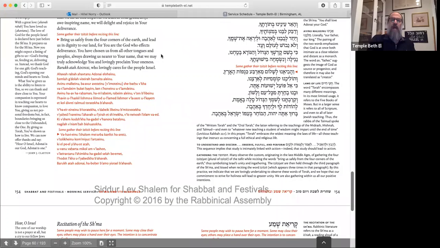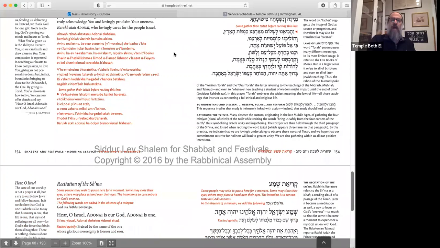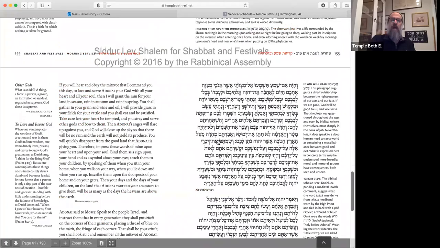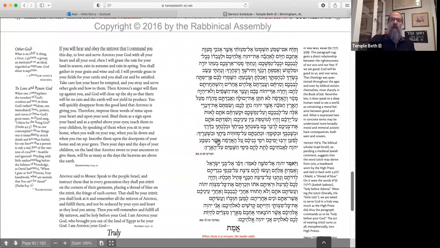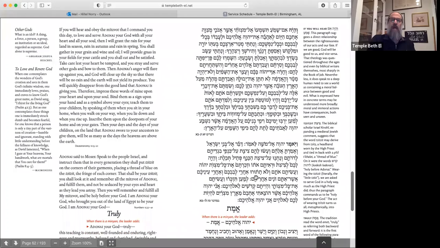And then the idea is twofold. One is to see them, and one is to kiss them. So the word tzitzit is mentioned 3 times in this paragraph. Make tzitzit, tzitzit, tzitzit, and on each of those, you're supposed to kiss the tzitzit.